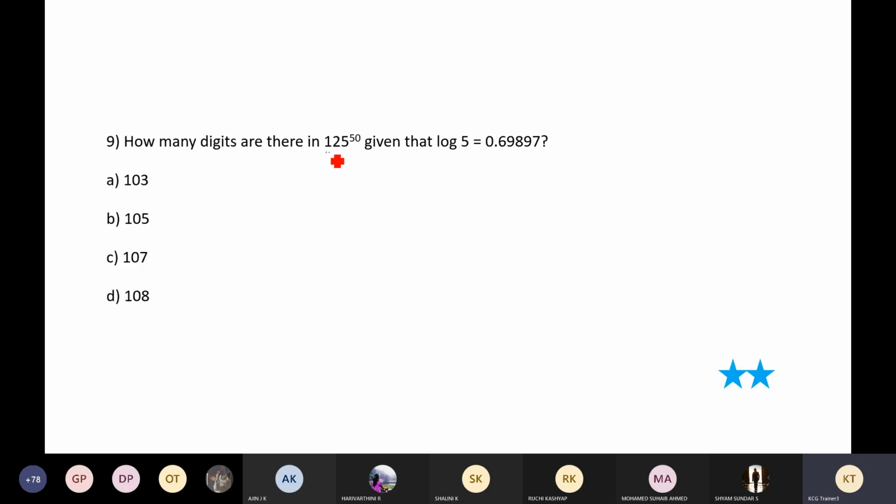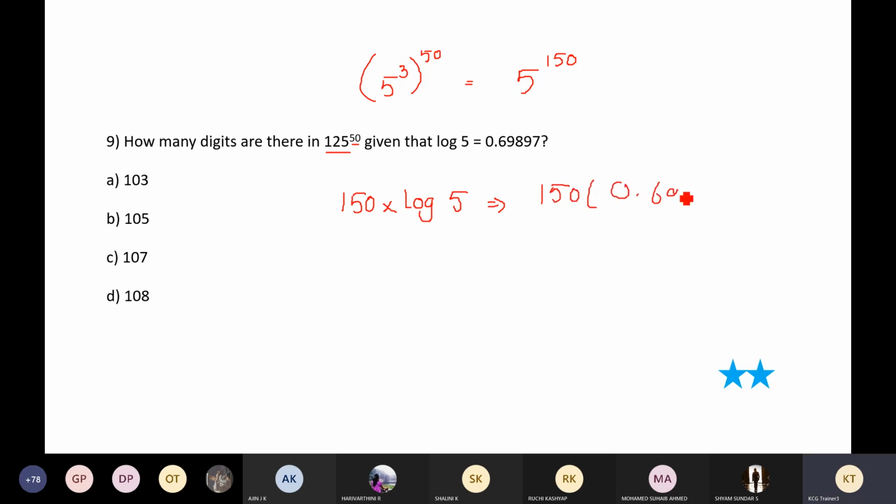Okay. See, 125 power 50. So I can write this as 5 cube, the whole power 50, which is actually 5 power 150. Okay. So if I take log, it becomes 150 into log 5. So 150 into log 5 is actually 150 into 0.6989. And when I multiply that, I get 104.8 something. So 104 plus 1. So my answer is 105 digits.